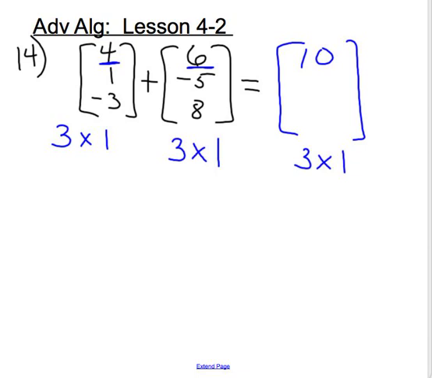And I continue that same pattern. Row 2, column 1, plus row 2, column 1. 1 plus -5, -4 goes in row 2, column 1. And finally, row 3, column 1, plus row 3, column 1. -3 plus 8 is 5. And I have my answer matrix.